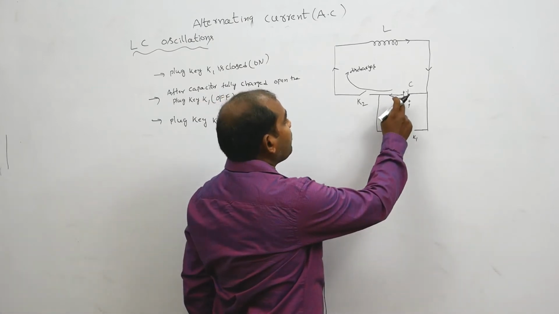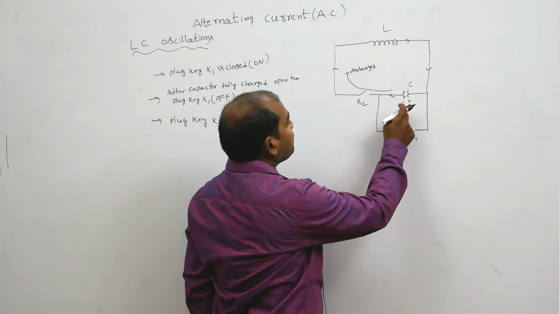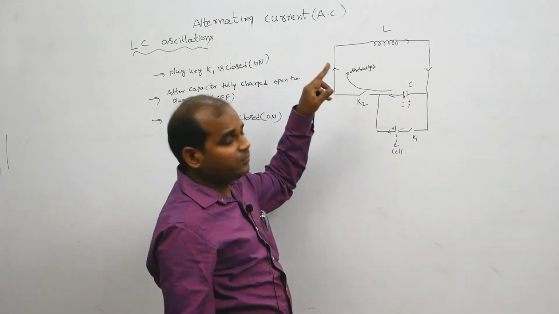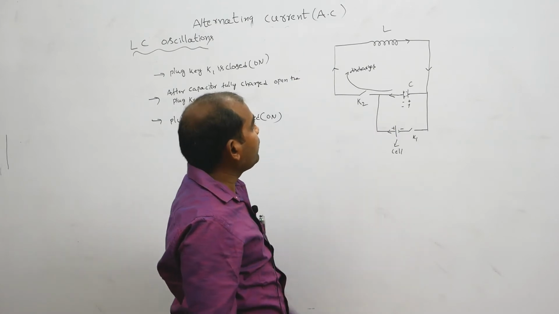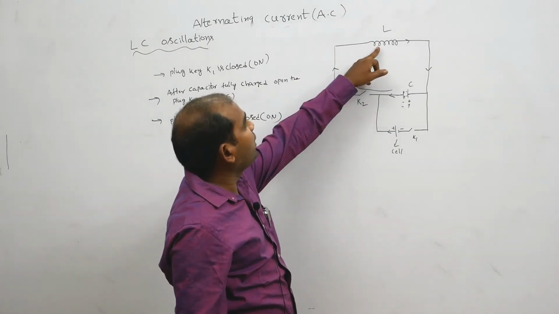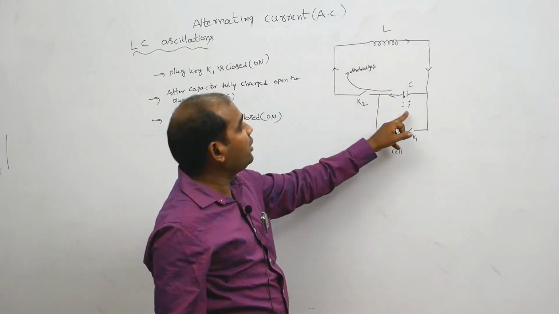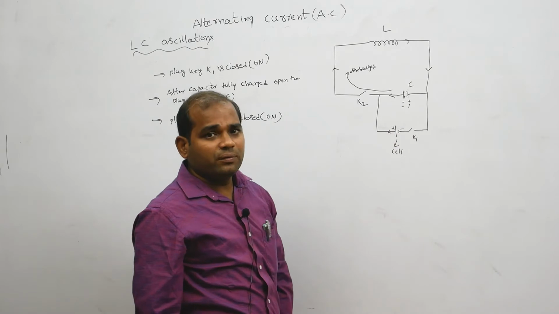Okay, this plate was positive earlier, now this plate becomes negative and this plate becomes positive to maintain the current in the same direction. So in the discharging case, the total energy, that means the magnetic energy stored in this inductor, gets converted into the electrostatic energy of this capacitor.